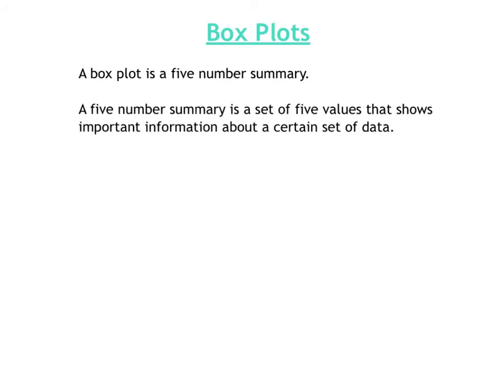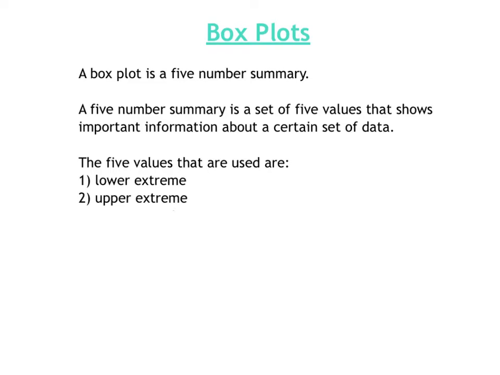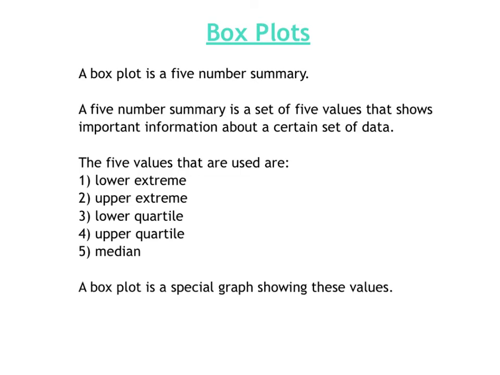Box plots. A box plot is a 5-number summary. A 5-number summary is a set of 5 values that shows important information about a certain set of data. The 5 values that are used are lower extreme, upper extreme, lower quartile, upper quartile, and median. A box plot is a special graph showing these values.